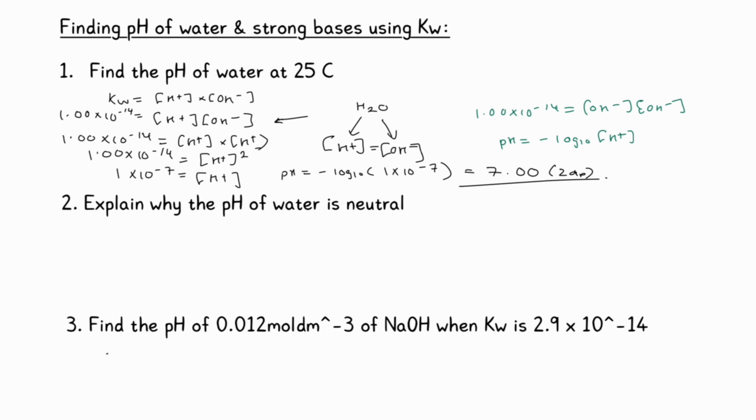Perfect. Explain why the pH of water is neutral. The reason why the pH of water is neutral is because, as we mentioned, the hydrogen ion concentration is always equal to the hydroxide ion concentration.